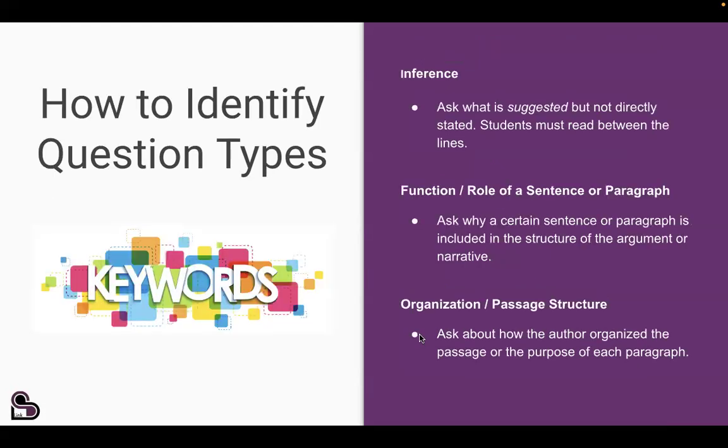How to identify question types. Inference asks what is suggested but not directly stated. Students must read between the lines, what's being inferred or assumed. The function or role of a sentence or a paragraph asks why a certain sentence or paragraph is included in the structure of the argument or the narrative. Organizational or passage structure asks about how the author organized the passage or the purpose of each paragraph. So this is how we identify our different question types.